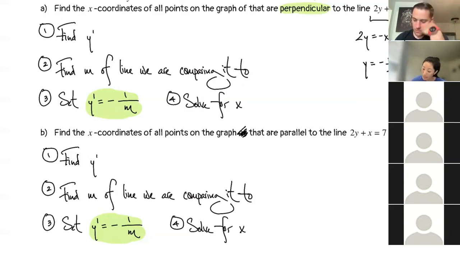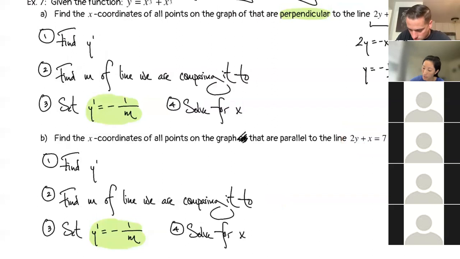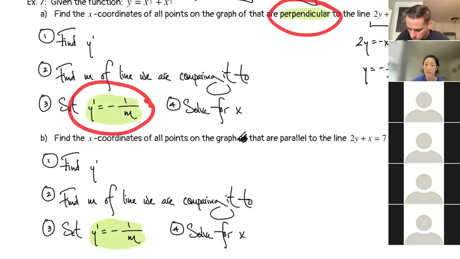But things that stay the same: we're still going to be finding y prime. We're still going to find the slope of the line we're comparing it to. But notice earlier that we said, let's highlight the perpendicular. That's how we knew it was going to be y prime equals negative 1 over m.